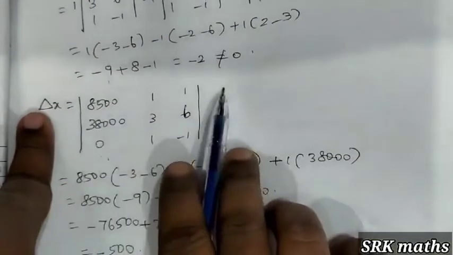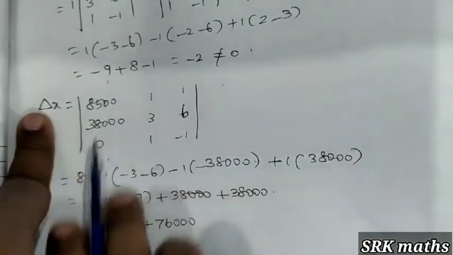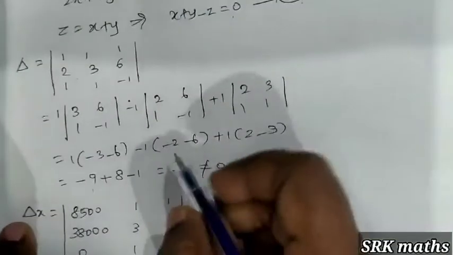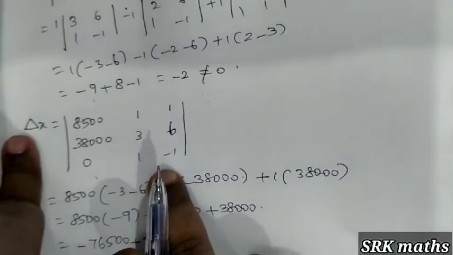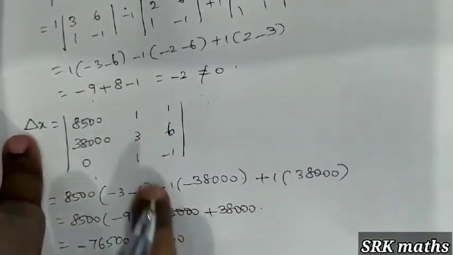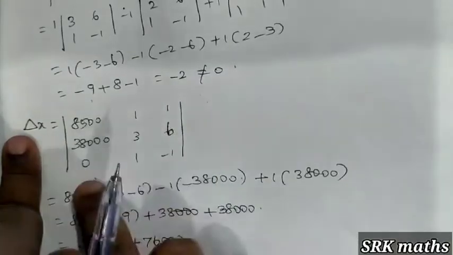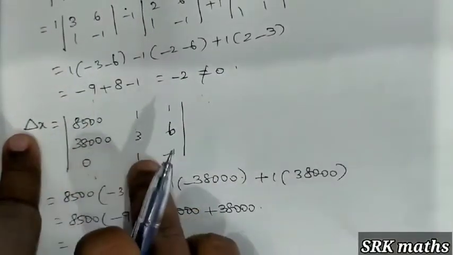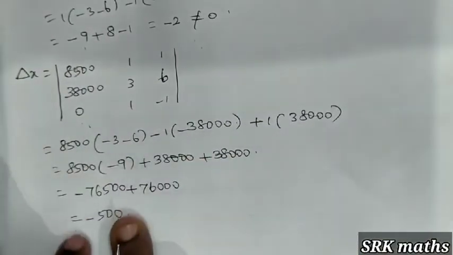You can expand it by column 1 also so that the work will be easy. Otherwise, as usual, you can expand it by row 1 also, no problem. 8,500 will come as it is. Leave this row and column: 3, 6, 1, minus 1. Okay, you can show this; even if you do not show it in the determinant, no problem. Then take this minus 1. Leave this row and column: 38,000 into minus 1. 6 into 0 will become 0. That we need not write. 1 into 38,000 will come as it is. Okay, if you simplify this, you will get minus 500.